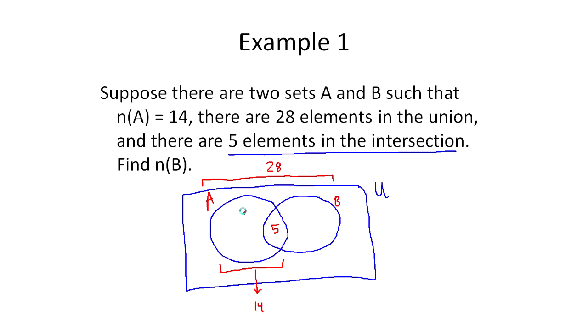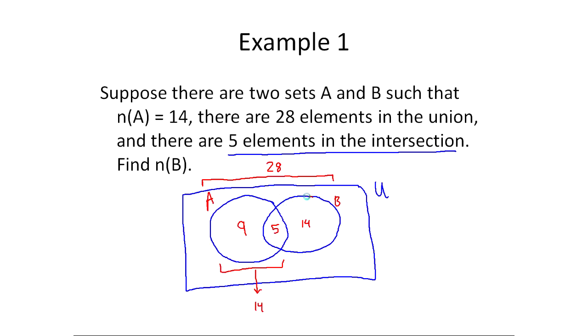Now I can start breaking this down. In set A, there's 14 total elements, but 5 of them are accounted for here, so there must be 9 in A minus the intersection. In other words, if you ignore the overlap. And now in B, we have to have enough elements that when you combine them with these 14, you get 28. So we need 14 more elements. So now notice for the union, we got 9 plus 5 plus 14. That's 28.